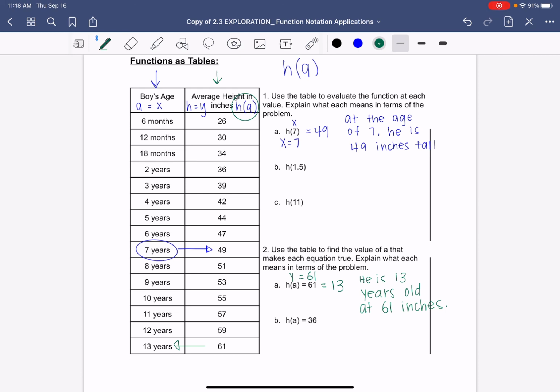Average. Okay, so I want you to do B, which, by the way, 1.5 years is the same as 18 months. I want you to do C, and I want you to do B on number 2. Okay, bye, guys.